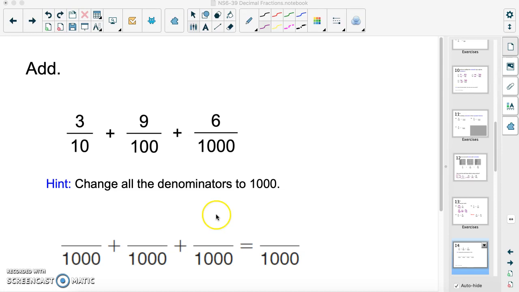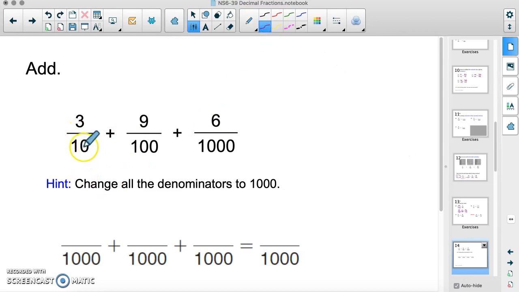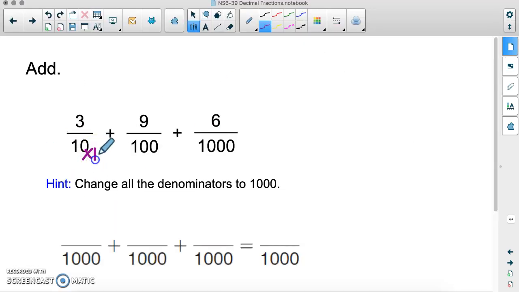We need to change all the denominators to thousandths because it's the largest power of 10. So in order to do that, I need to first multiply this one by 100 to get to 1,000. If I multiply the denominator by 100, I need to multiply the numerator by 100. So I'm going to have 300 thousandths plus, I need to multiply this one by 10. So if I multiply the denominator, multiply the numerator, so 9 times 10 is going to give me 90.